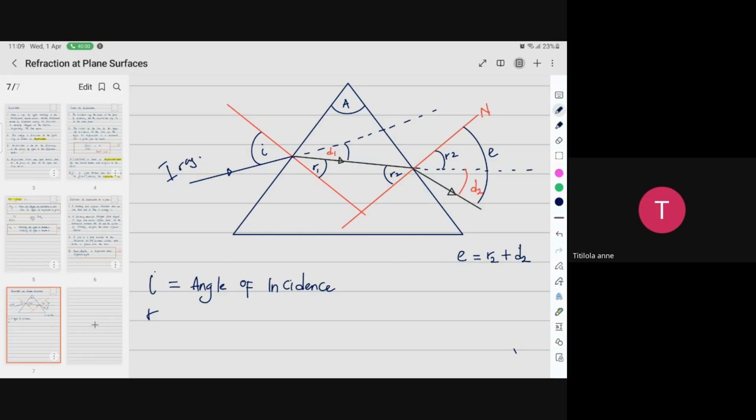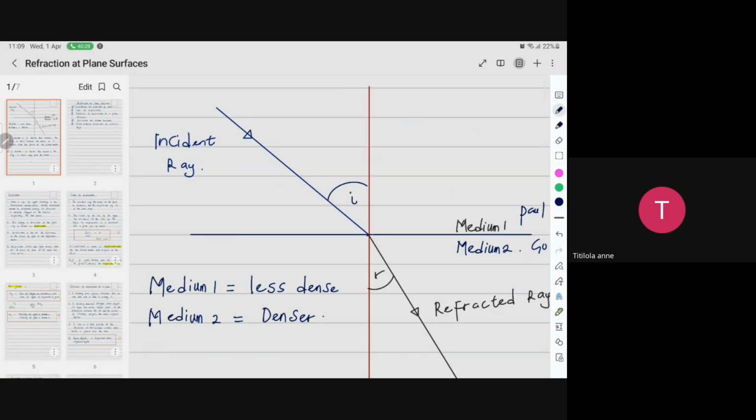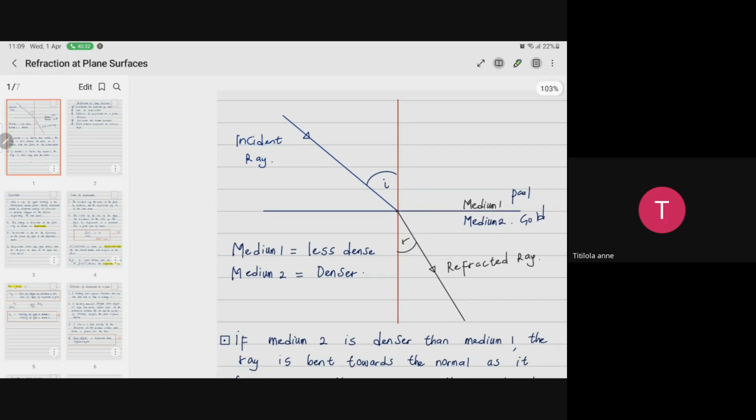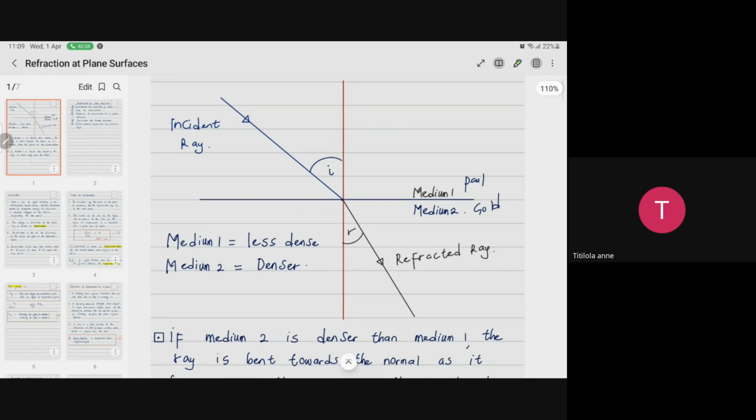Now, R1 is the angle of refraction for the first surface. You can see there on the first surface, right? Your R2 is the angle of refraction for the second surface. That's the unique thing about your triangular prism. The other one I did, this one is for rectangular prism. This experiment is for rectangular prism. Can you remember a rectangular prism now?